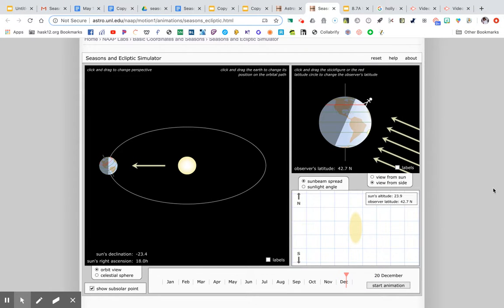All right, so again, we've got that spread out angle. I'm just going to move the guy one more time. So if we went to 42.7 degrees, as close as I can get to that, that's pretty close. So again, remember, the southern hemisphere is experiencing the exact opposite of what we are. So if you lived in the southern hemisphere, you would be experiencing summertime in December.